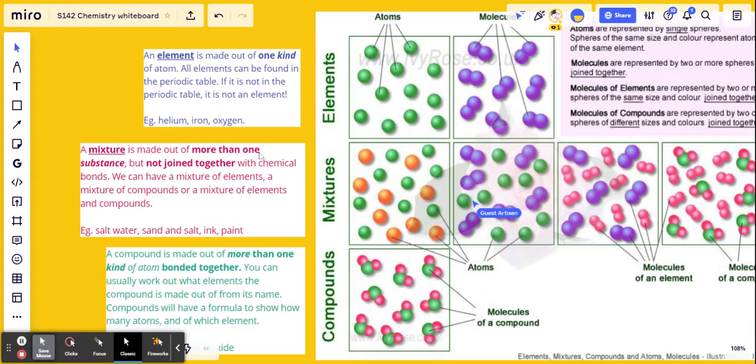Mixture. A mixture is made out of more than one substance, and this substance could be an element, it could be another mixture, or it could be a compound. The point is they're not joined together, they're not bonded together with chemical bonds. So it could be a mixture of compounds, a mixture of elements, or a mixture of elements and compounds. As you can see here, these are just atoms, but two different elements, but these ones are molecules, and these are separate atoms. These are two different elements again, and this is compounds and elements.